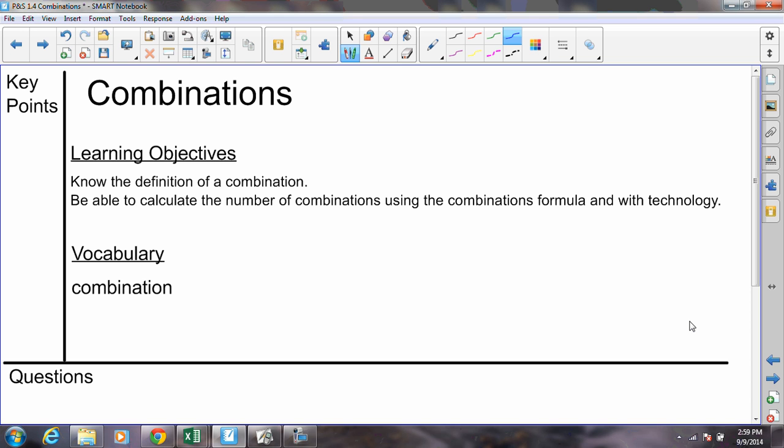Number one, know what a combination is. Know how to recognize them. And the second learning objective, you should be able to calculate the number of combinations using a formula and using technology.